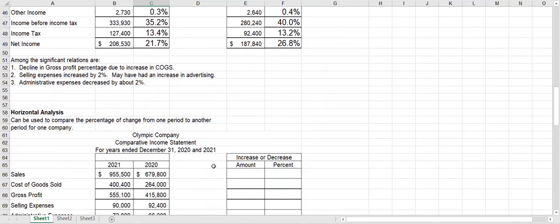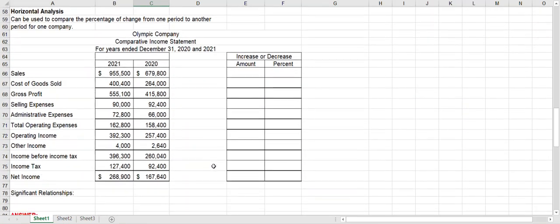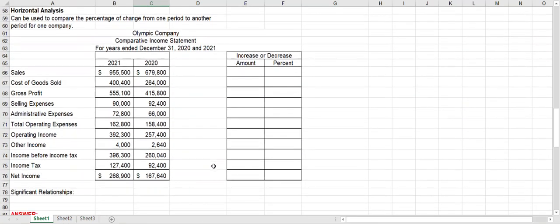Okay, let's take a look at a horizontal analysis. Again, a horizontal analysis goes across. So you're actually taking two different time periods and comparing the two for the same company. So I'm going to use years 2020 and 2021 again. Okay, so what I will do, I will go left to right, take the current year minus the previous year to get the amount of increase or decrease.